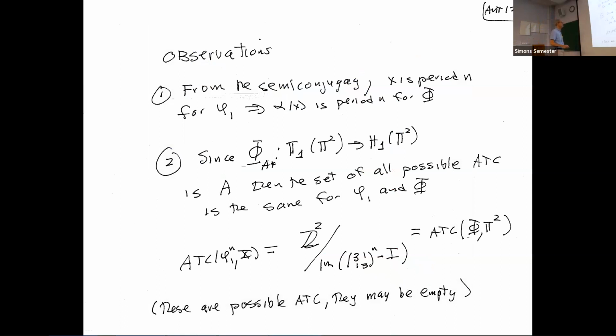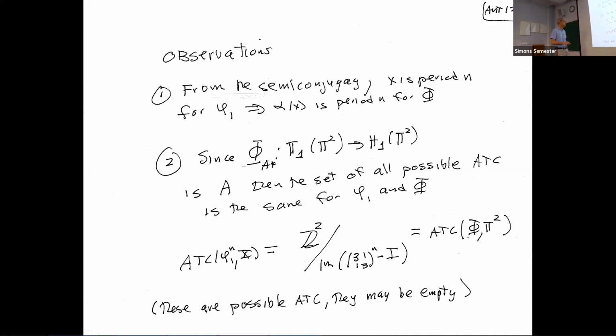And now the observation I've kind of been pointing to is that the collection of all possible twisted classes for phi1 to the n is the same as the classes for the torus. All right, there should be an n here. All right, so we've taken our given map.